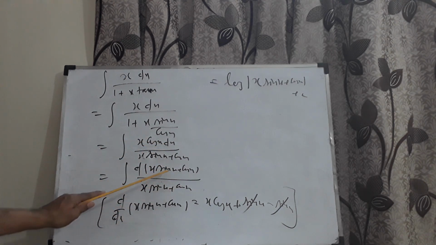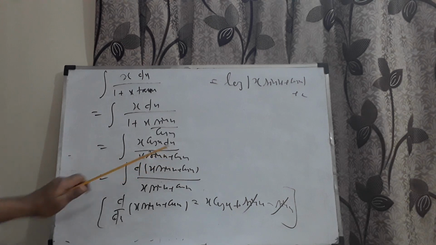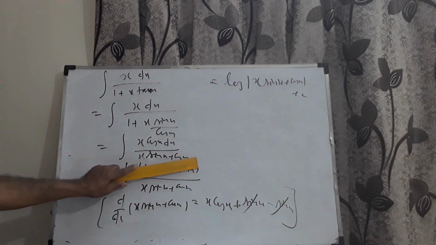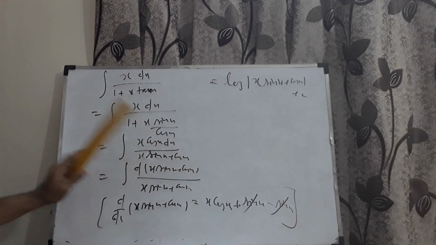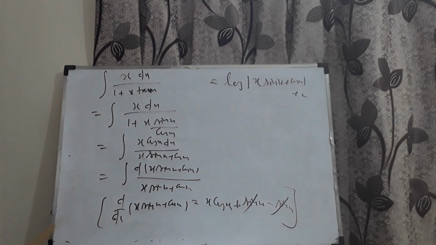It is of the form dt by t. Imagine this in your mind as t. You can close this with your hands. So the form dt by t. Dt by t is nothing but log mod t. Log mod x sin x plus cos x plus c is the final answer.